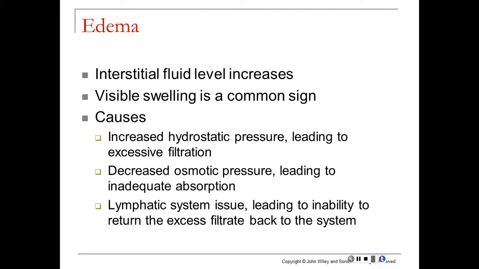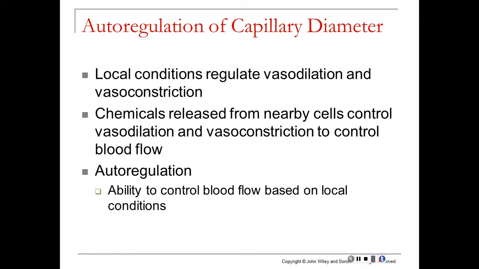So high blood pressure, for instance, would cause edema. With high blood pressure, you have an increased hydrostatic pressure and a decreased osmotic pressure. So that's why one of the signs of high blood pressure is swelling in the limbs or extremities.